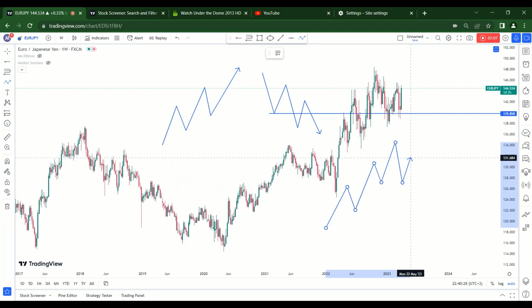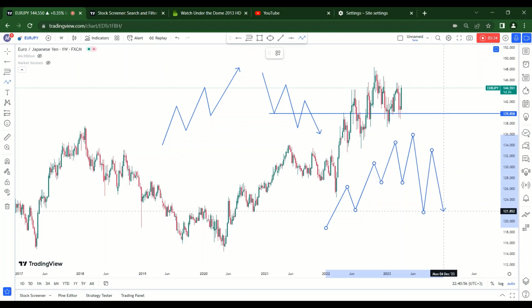What if it comes up here, then goes down here? Which trend are we in? We're still in an uptrend. Why? Because we don't have a lower high and a lower low being formed. So even if it comes here, then comes back here, we are still in an uptrend.